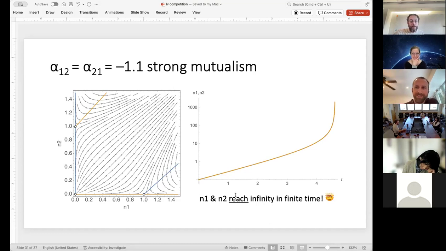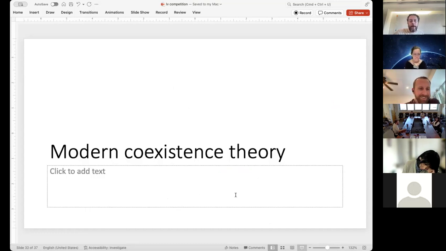Thanks for correcting that. All right, so just to wrap up, I'm going to tie this into the so-called modern coexistence theory that a lot of people talk about these days, because it took me a while to figure out even what that's about.